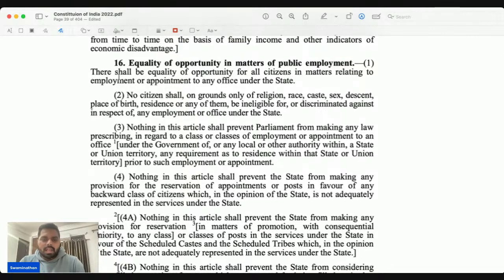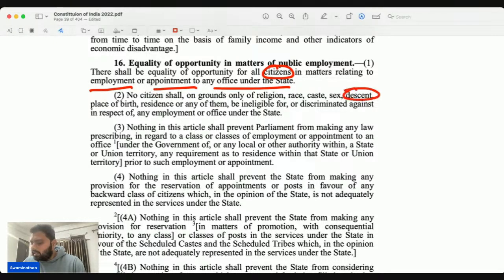So the next article is providing equality of opportunity in the case of public employment. Article 16 says there shall be equality of opportunity for all citizens in matters relating to employment or appointment to any office under the state, right? So if there is a public appointment to any office under the substantial control of the state, every citizen shall be given equal treatment, and there shall be no discrimination. Here you will find two extra grounds added.